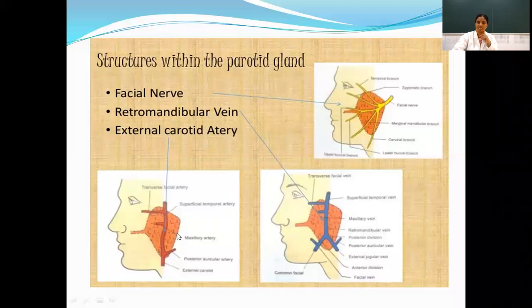Now coming to the third structure, that is the external carotid artery. After giving all its important branches in the neck region, the external carotid artery enters the gland. So it is also an important structure within the gland. Once it enters the gland, it is the deepest structure present within the gland. Immediately in the parotid gland, it divides into two terminal branches. One is the superficial temporal and the second one is the maxillary artery. So we can see this external carotid artery and its division. These are the two terminal branches. So these are the structures present within the gland.